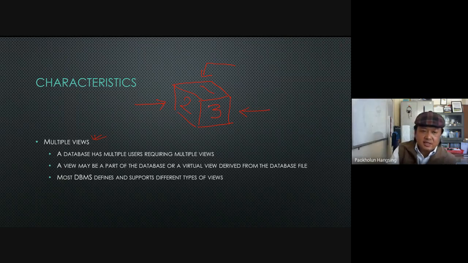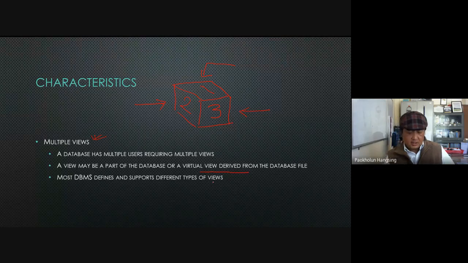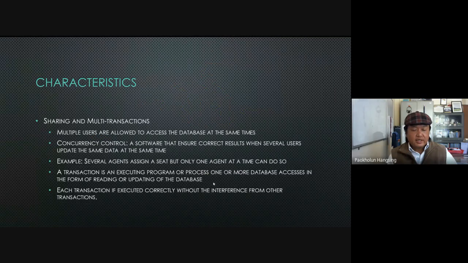So it allows multiple views by having some part of the database or a virtual view derived from the database file itself. Most database management systems define and support different views. So that is another characteristic of a database system. Then the next characteristic of a database system is sharing and multi-transaction.